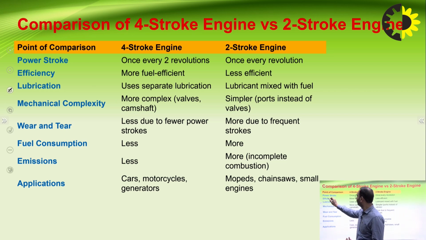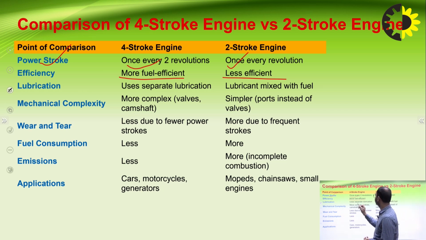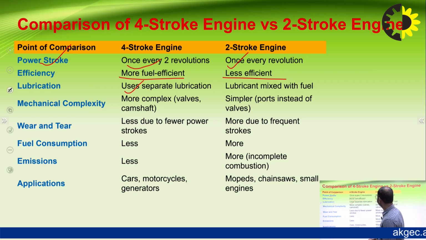So, according to power stroke, in 4-stroke engine, we get 1 power stroke in every 2 revolutions, whereas in 2-stroke engine, 1 power stroke is achieved once every revolution. Then efficiency: 4-stroke engines are more fuel efficient and 2-stroke engines are less efficient. Then lubrication: 4-stroke engine uses separate lubrication, whereas in 2-stroke engine lubricant is mixed with fuel.